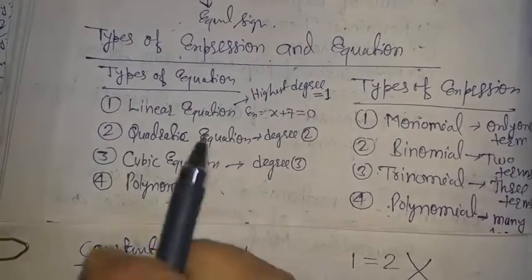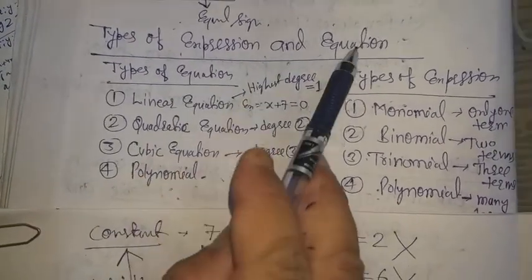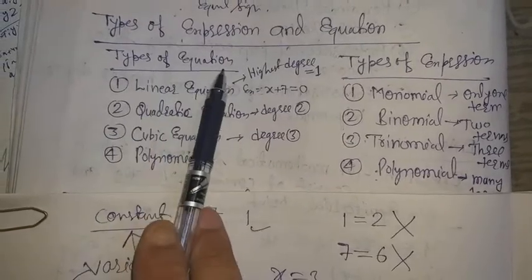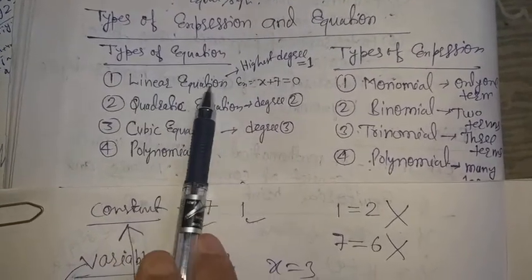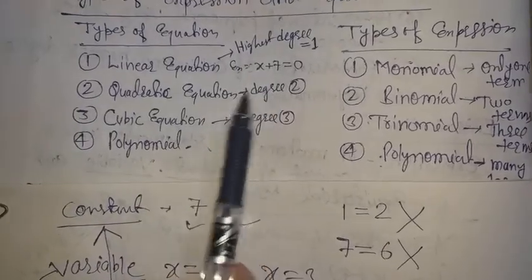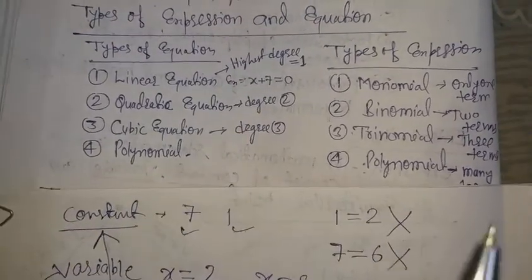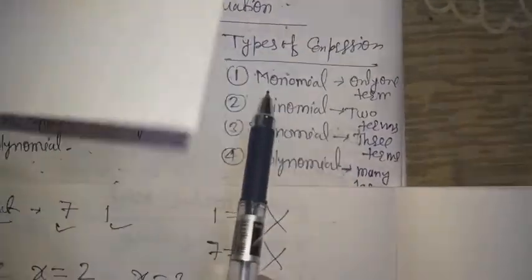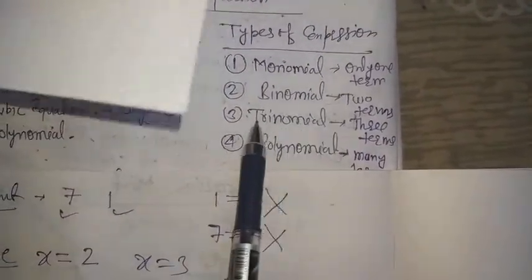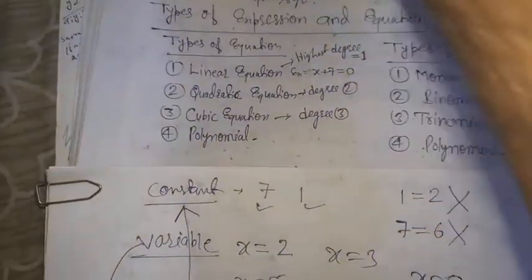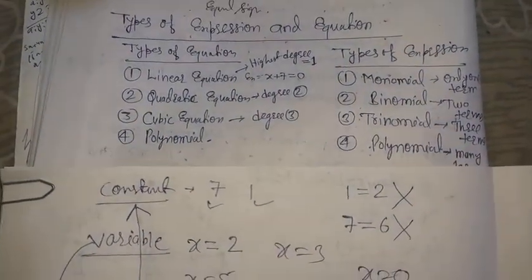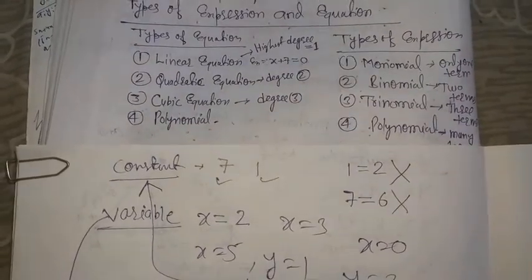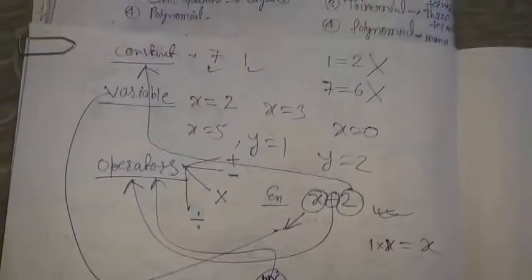These are the types of expression and equation. Types of equation are basically linear equation, quadratic equation, cubic equation and polynomial. And types of expression are monomial, binomial, trinomial and polynomial. So one by one we will study about these types. Equation, linear equation. Linear equations are those equations we will learn about.